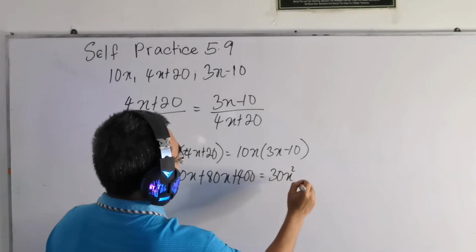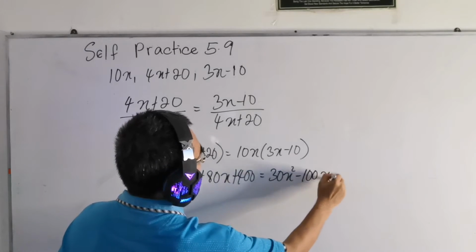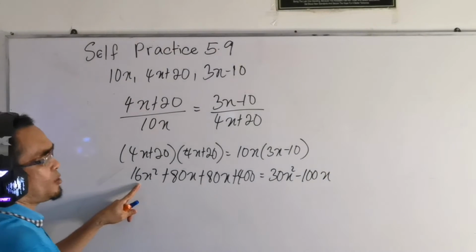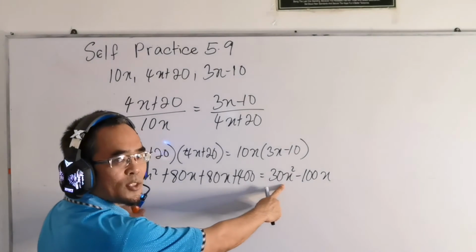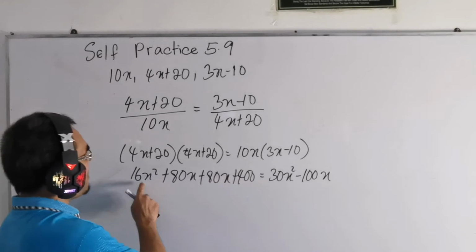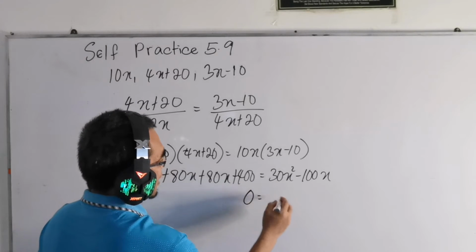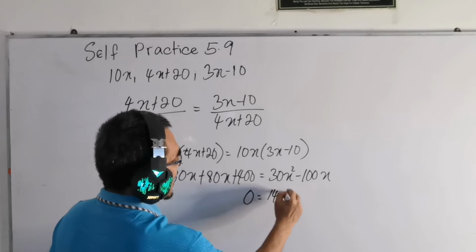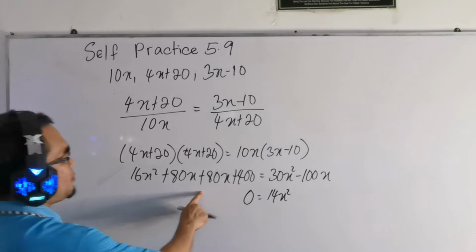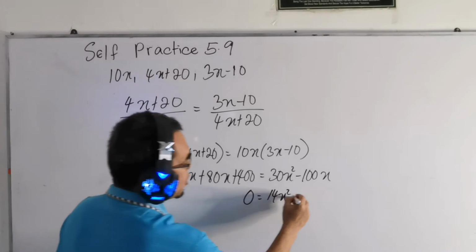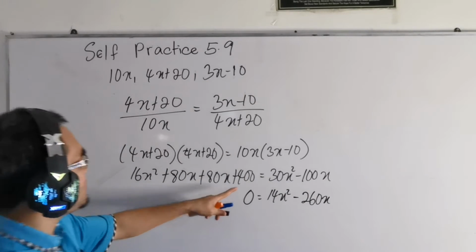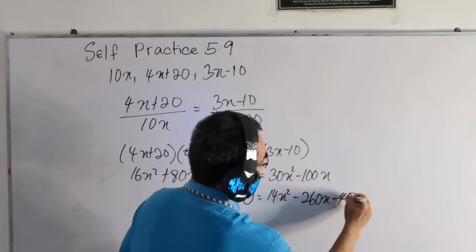30x squared minus 100x. Okay, since I have here 16x squared and this is 30x squared, I just bring everything from the left to the right. So 30x squared minus 14x squared. So we have 0 equals 14x squared, and then negative 100, you bring everything here, become negative 160. So altogether negative 260x. Then 400, it become negative 400.